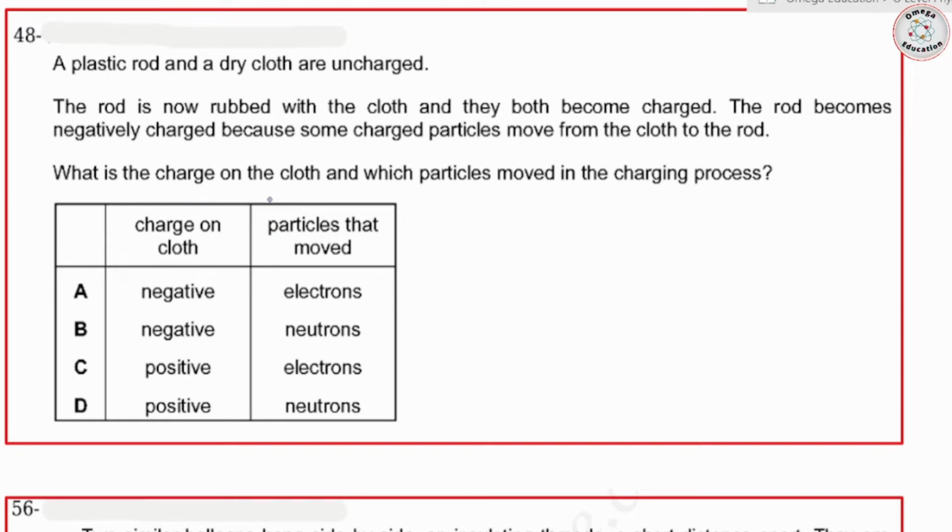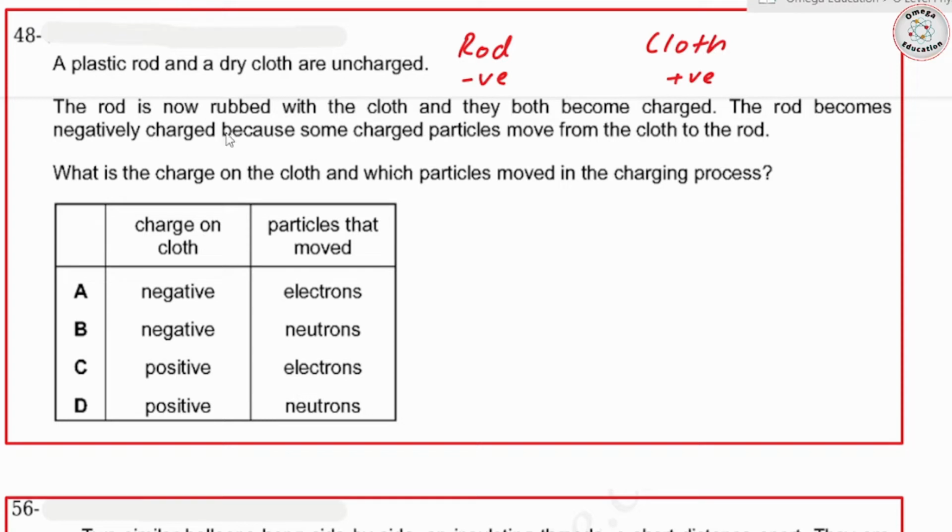A plastic rod and a dry cloth are uncharged. The rod is now rubbed with the cloth and they both become charged. The rod becomes negatively charged because some of the particles move from the cloth to the rod. So we have two things here, rod and cloth, and the rod is becoming negatively charged and the cloth would eventually be positively charged. So what is the charge on the cloth and which particles move in the charging process?